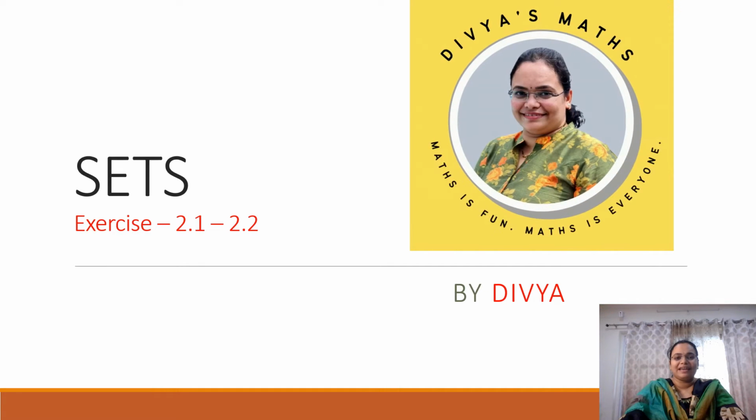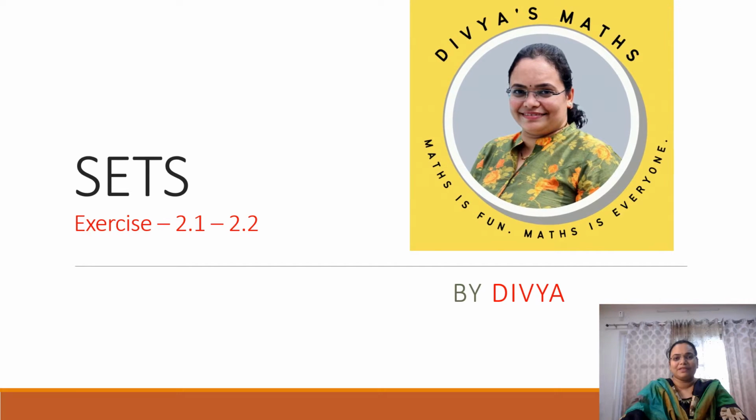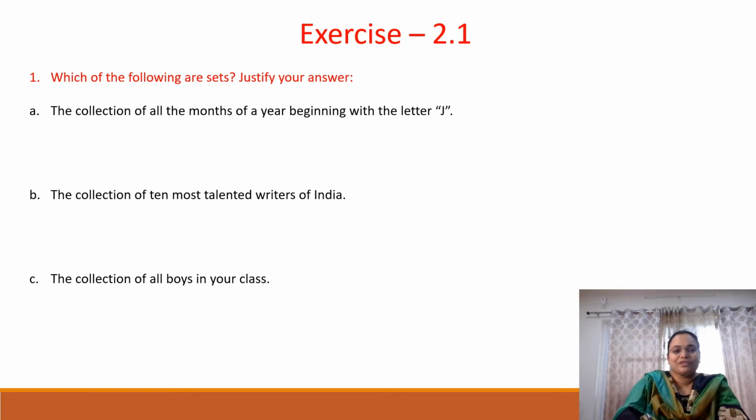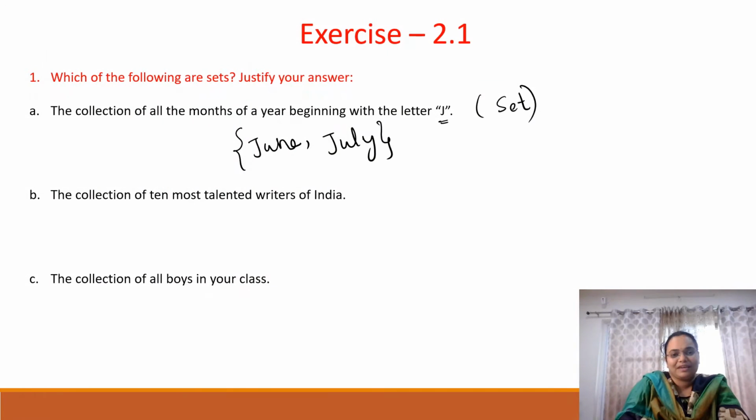Today we will see exercise problems on the chapter sets. So the first one is, which of the following are sets? Justify your answer. The collection of all the months of a year beginning with a letter J. So we can count the months, right? They are June and July. Correct. So it is a set. Yes, we can count the months with the letter J.